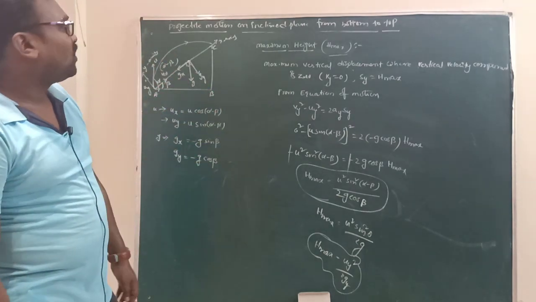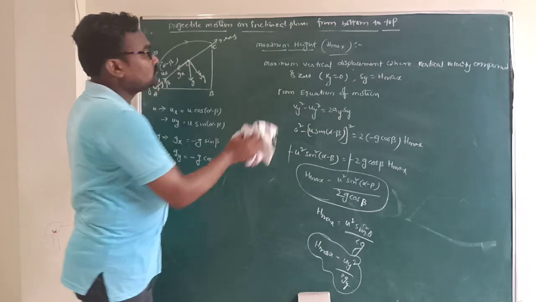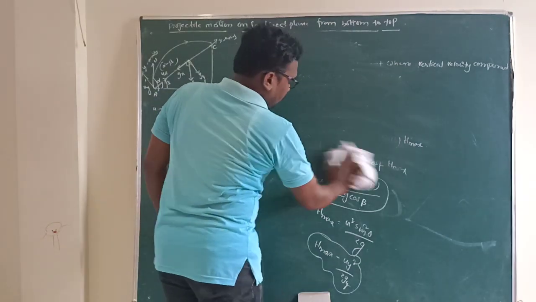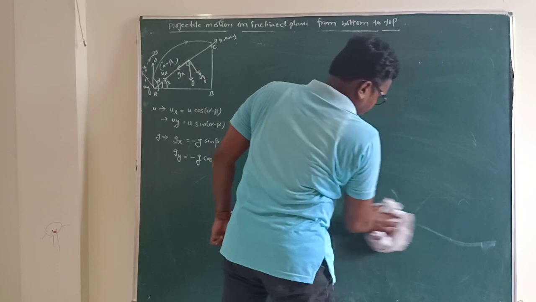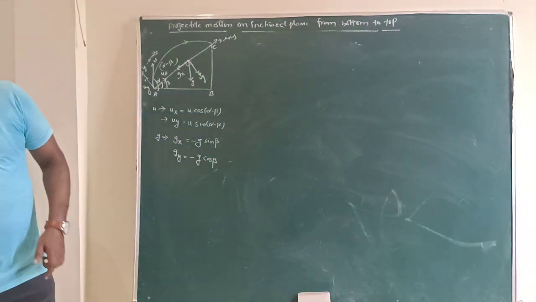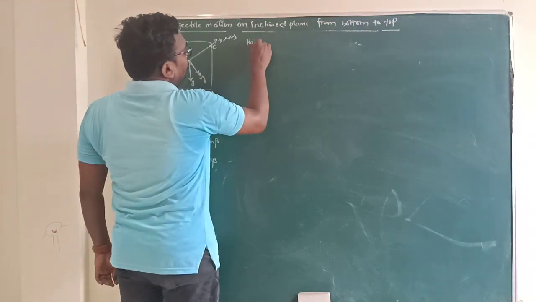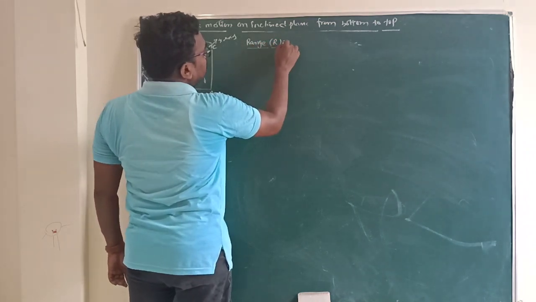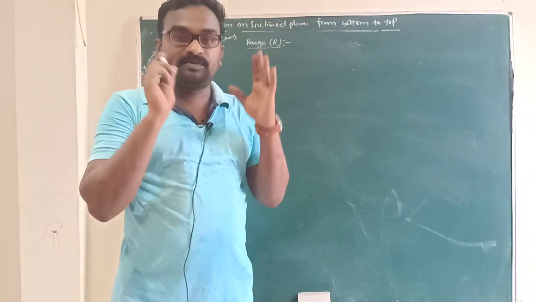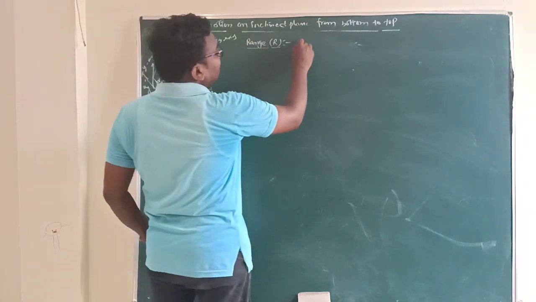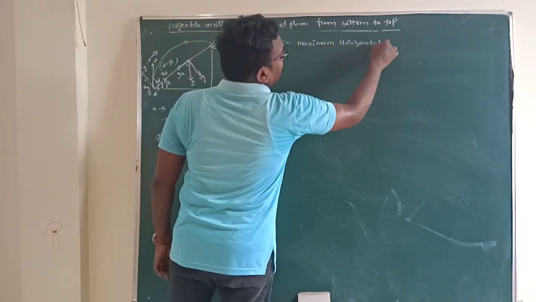Next we are going to the range of the projectile. Range of the projectile means this is a horizontal distance, the maximum horizontal displacement.